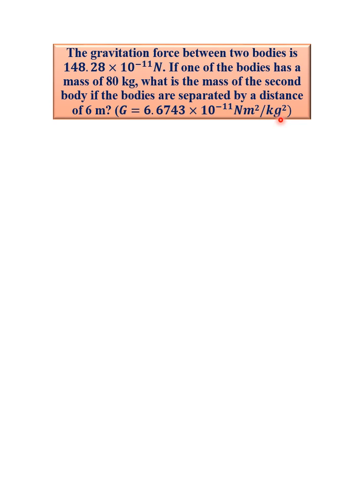per kilogram squared. Let's just sort out the parameters because that is how I like solving my problems, so we can pick the values much more easily. We are told that the gravitational force that exists between two bodies, F equals 148.28 times 10 raised to power minus 11 Newton. One of the bodies has a mass of 80 kg. Let's call that M1, 80 kg. What is the mass of the second body? Let's call it M2. We don't know it.